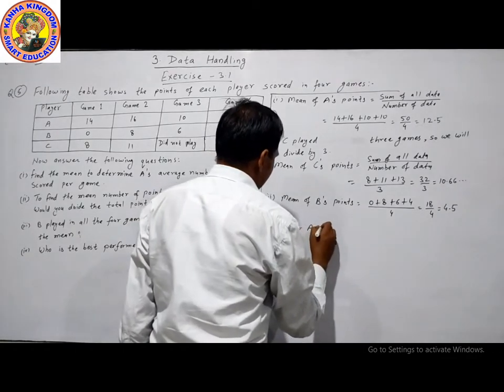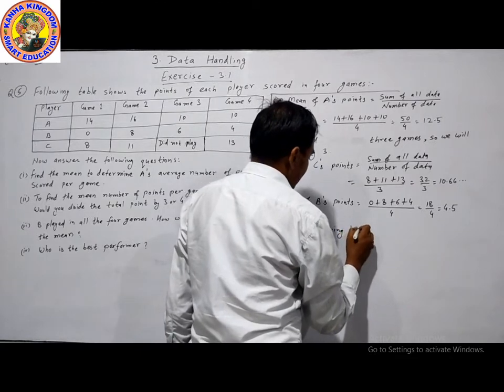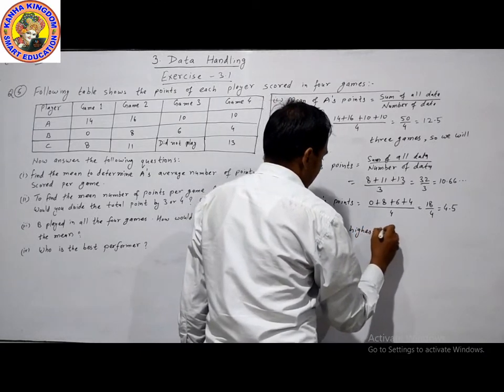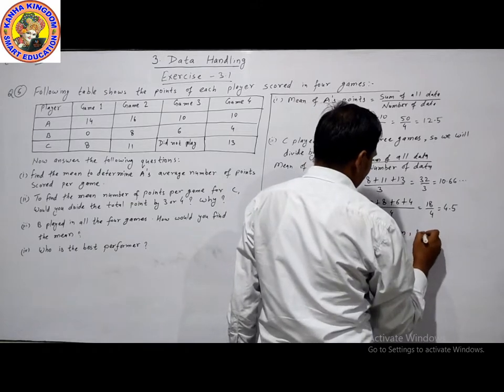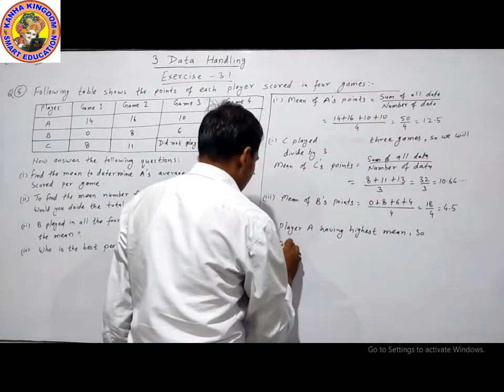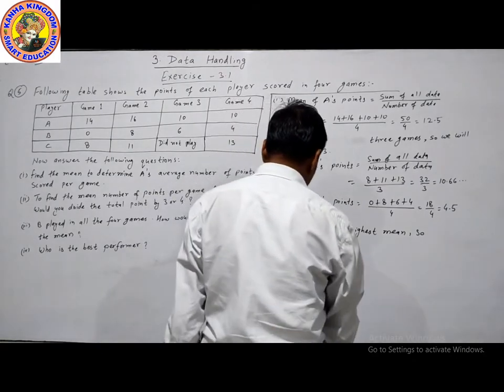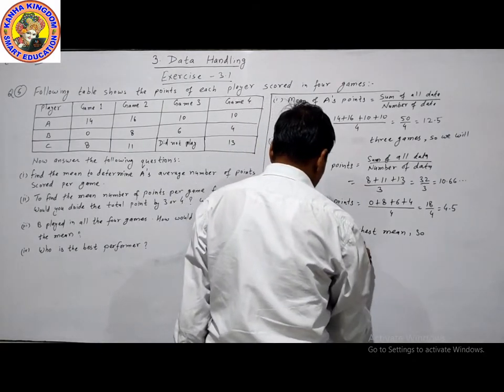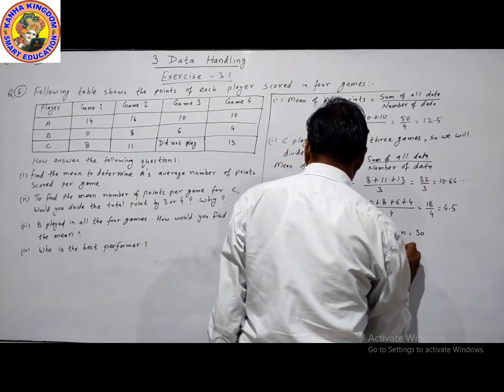Player A having the highest mean, so player A is the best performer.